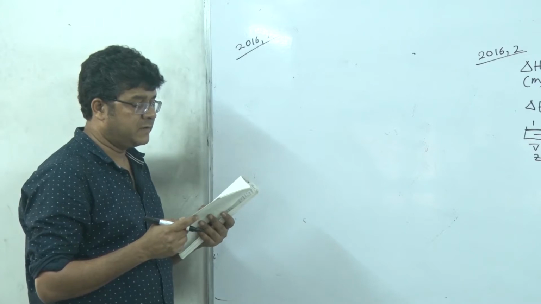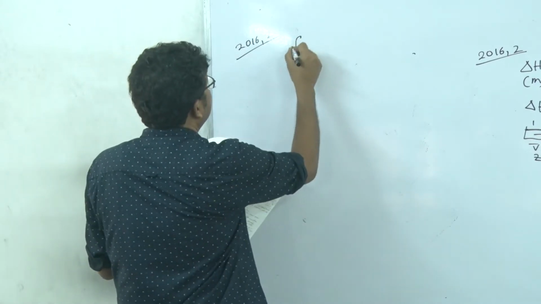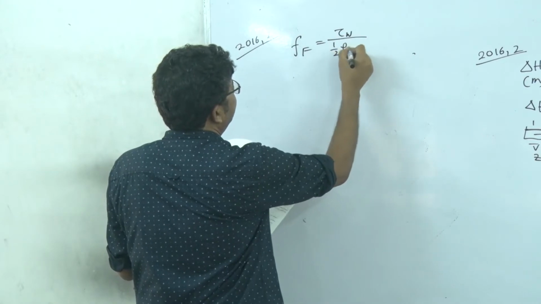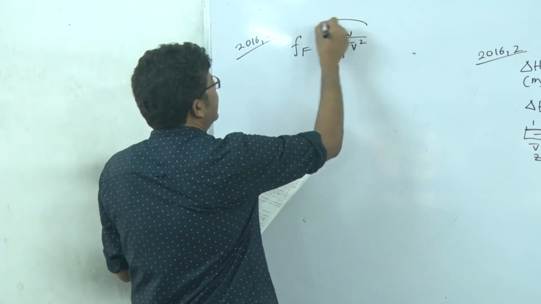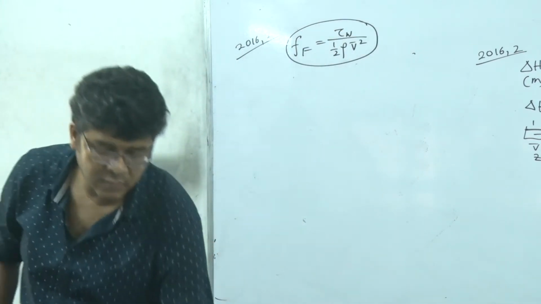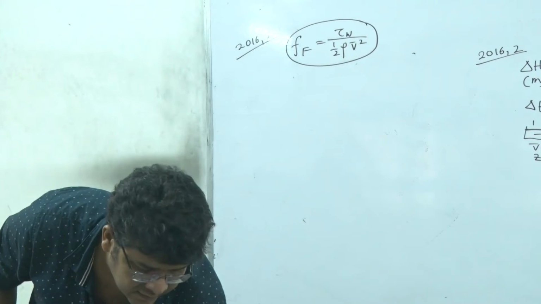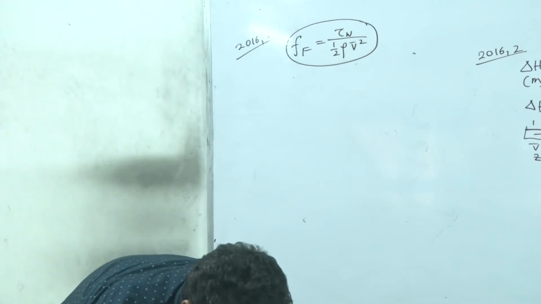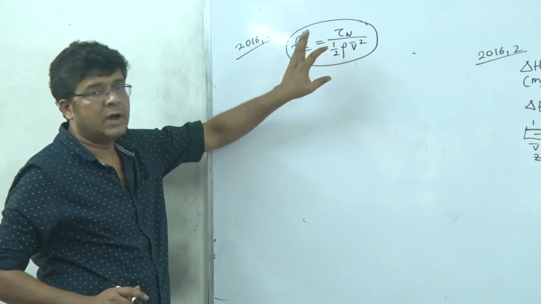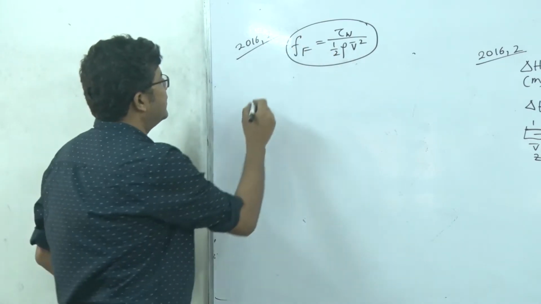The Fanning's friction factor is defined as F_F equal to tau W divided by half of rho V bar square. So here in this GATE problem it is given, but actually we can establish that. So first let's prove that the Fanning's friction factor for a pipe flow is equal to tau W divided by half of rho V square.